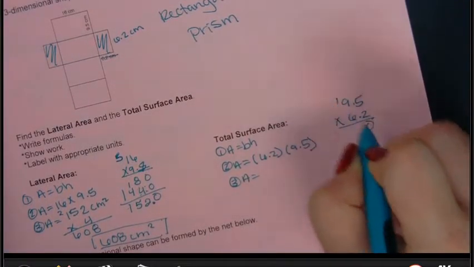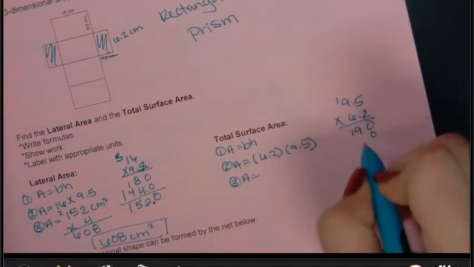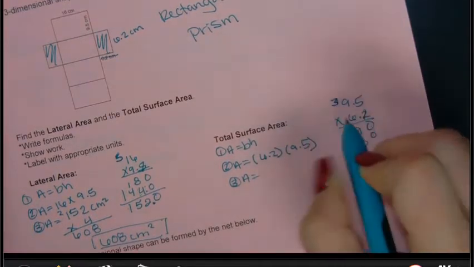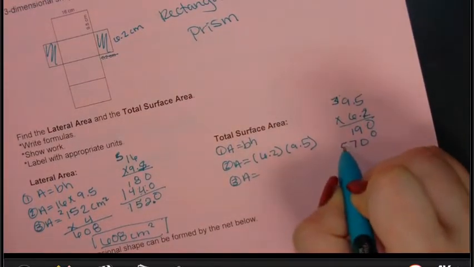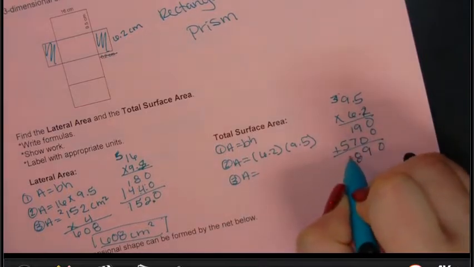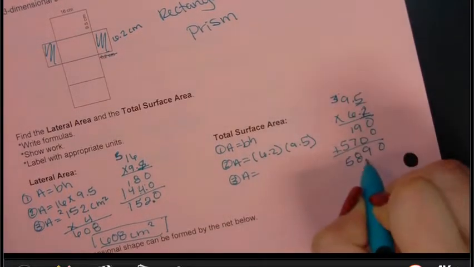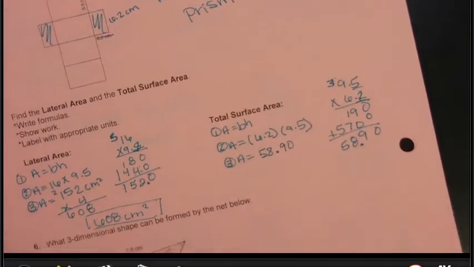2 times 5 is 10, 2 times 9 is 18, plus 1 more is 19, placeholder. 6 times 5 is 30. 6 times 9 is 54, plus 3 more, 4, 5, 6, 7 is 57. Add these up, 0, 9, 8, 5, and it looks like I have 2 decimal places to get me 58.90.